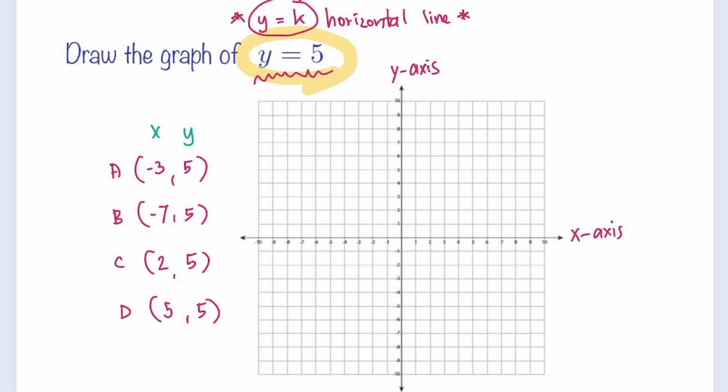Starting with point A first, I have my x-coordinate of -3 and y-coordinate of 5. So starting at the origin, x is -3, then y is +5, so going up. Here is my point A. Point B has -7 as my x, so going to the left 7 steps, and 5 is my y coordinate, and so going up 5, this is my point B.